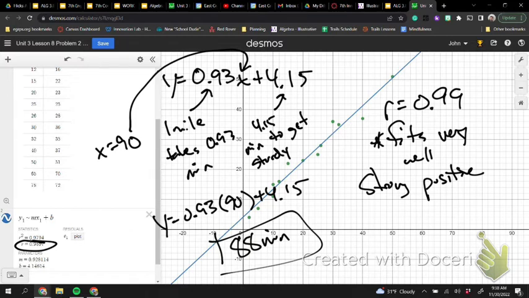Is it possible to calculate correlation coefficient, or just correlation? Yes, but we're going to worry about interpreting it, not calculating it right now.